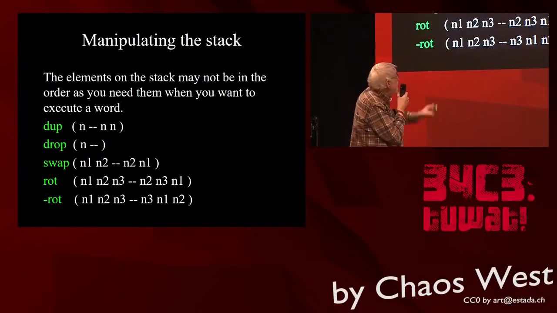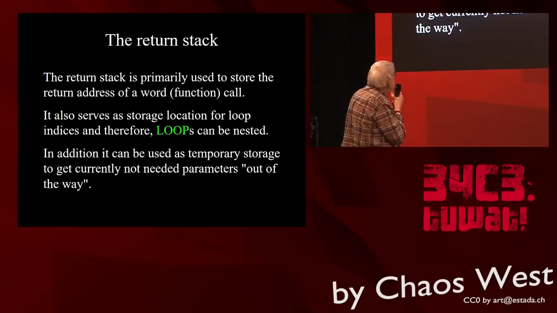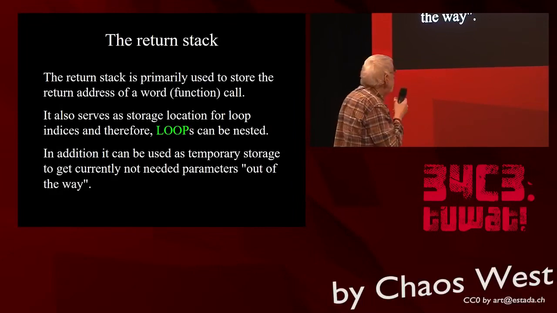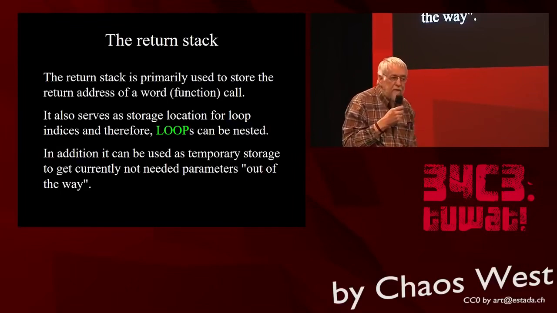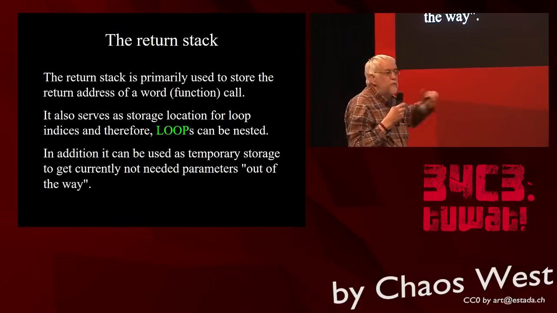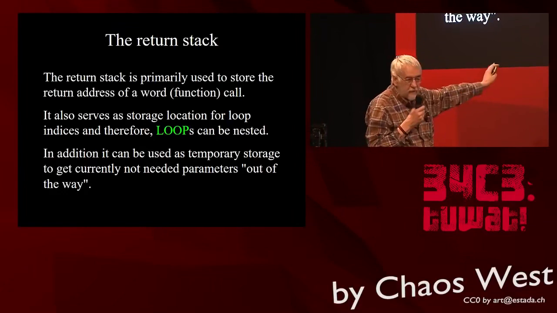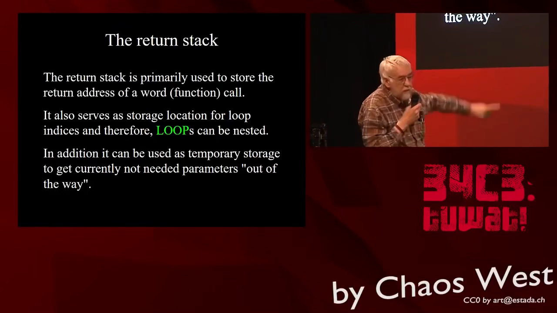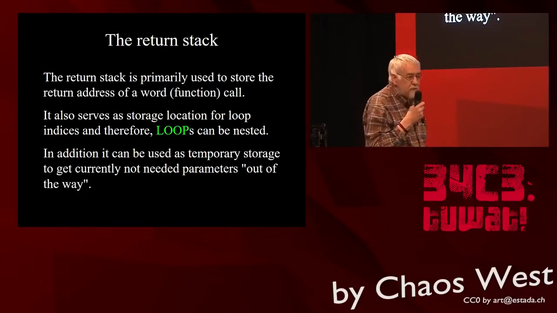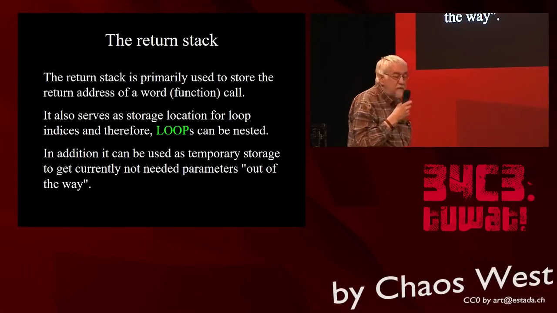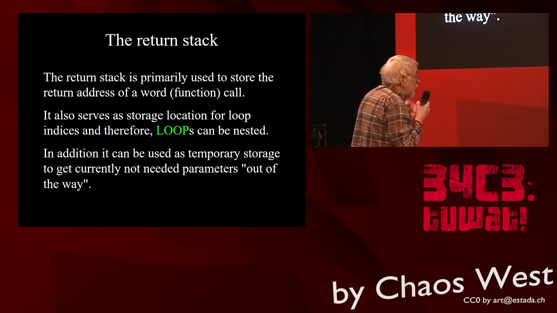So this was the things happening on the data stack. Now we also have the second stack, the return stack. And the return stack is primarily used to store return addresses of a word, or a function call. And it also serves as a storage location for loop indices, and therefore it is very easy in Forth to nest loops. Because if you are inside a loop and you do a call, then automatically the old loop index gets pushed further down on the return stack, and then you can do your word, and the return automatically retrieves the loop index. And in addition, the return stack can be used as a temporary data storage to get some parameters out of the way which are currently not being used.